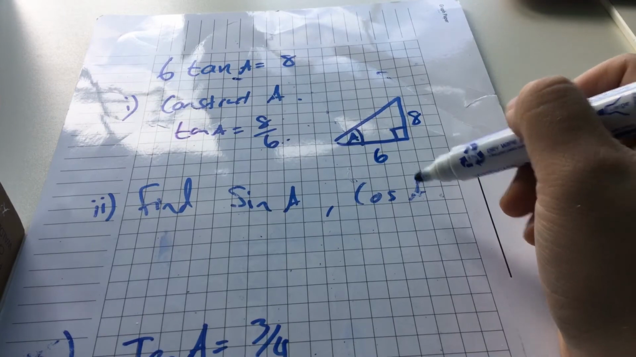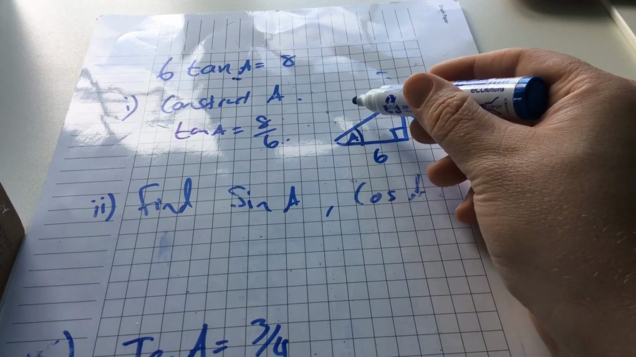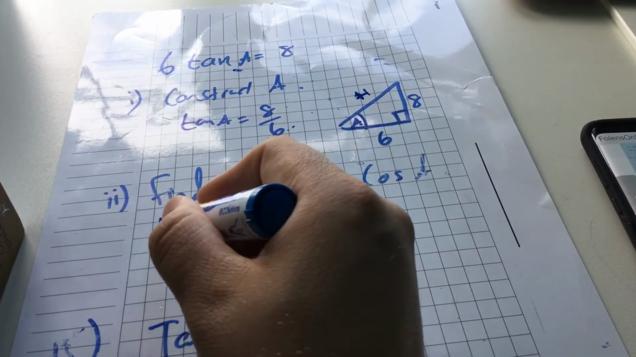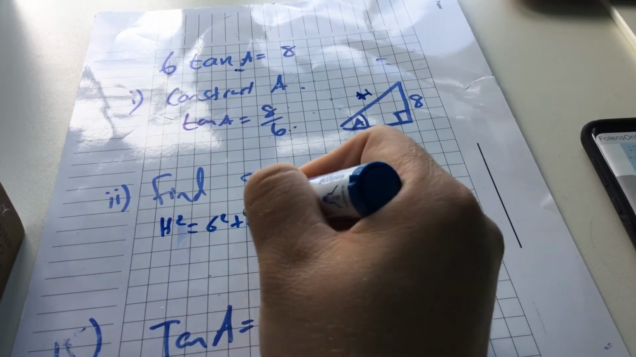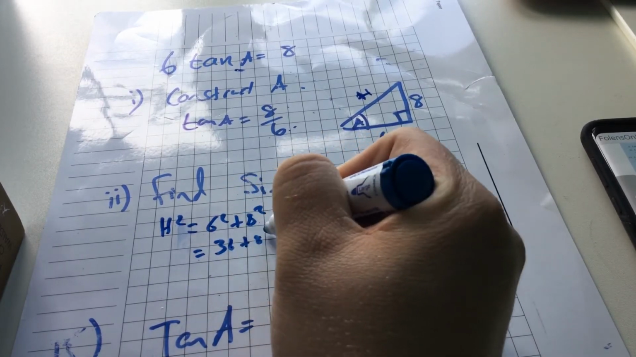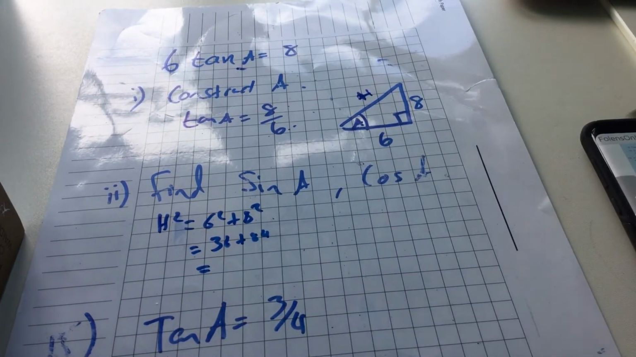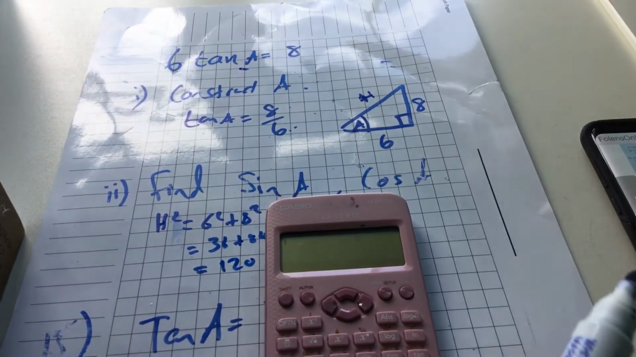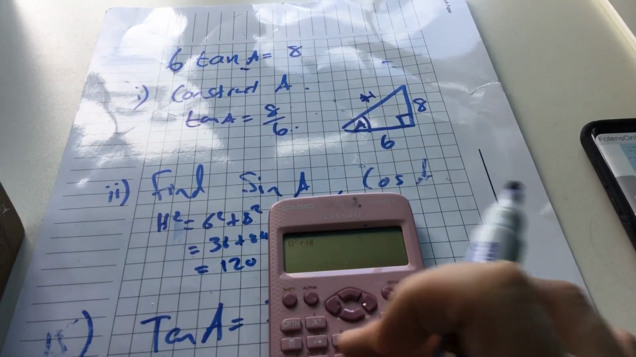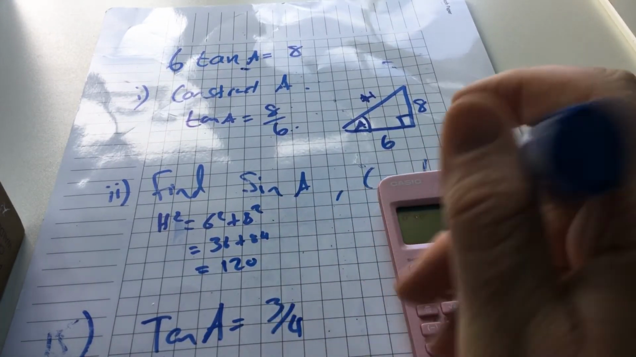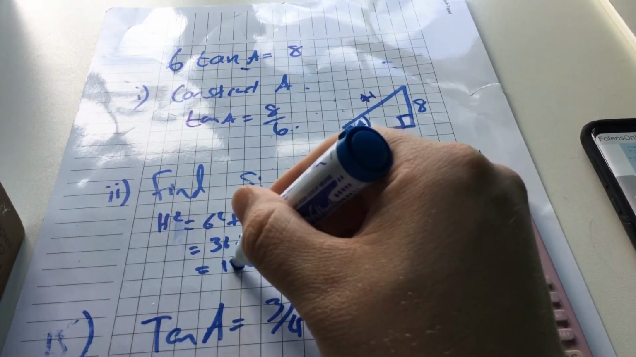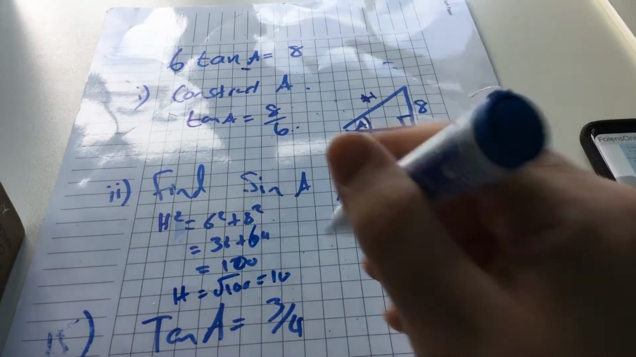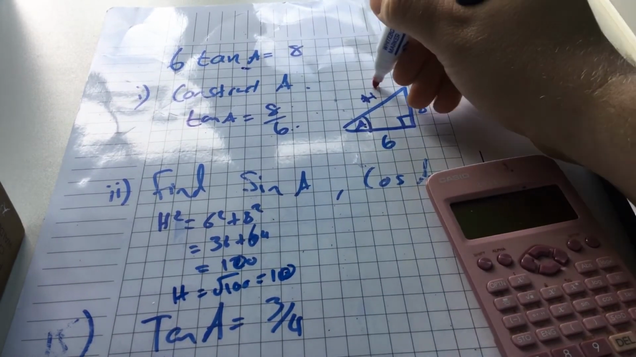Find cosine and sine A. I need to know what the hypotenuse is. So how do I find H? Well, I'm going to do H squared equals 6 squared plus 8 squared. 36 plus 84. So 120. So 6 squared plus 8 squared. Where am I getting 84? It's 64, not 84. Sorry. It's 100. So H is root 100, which is 10. So this is 10.